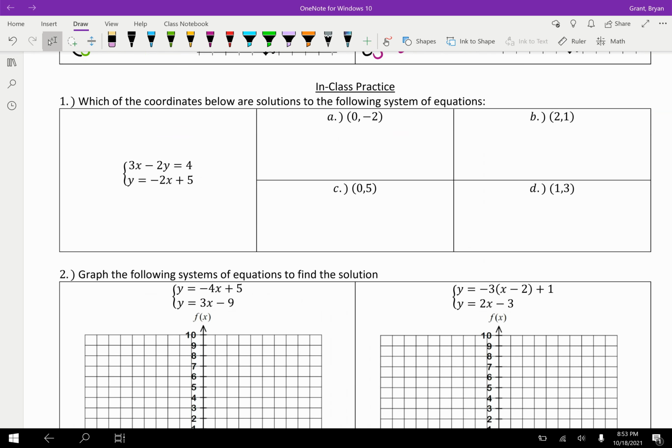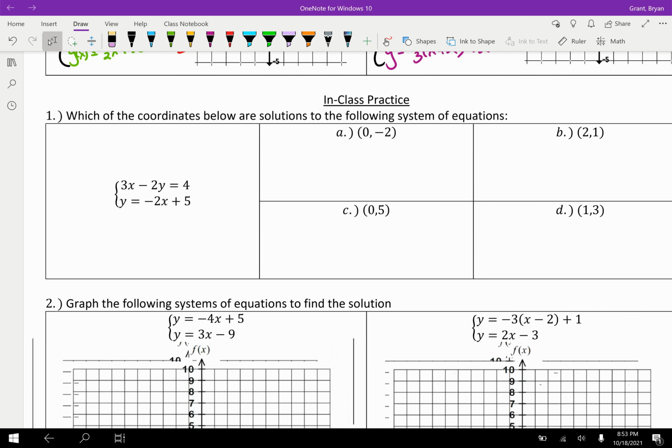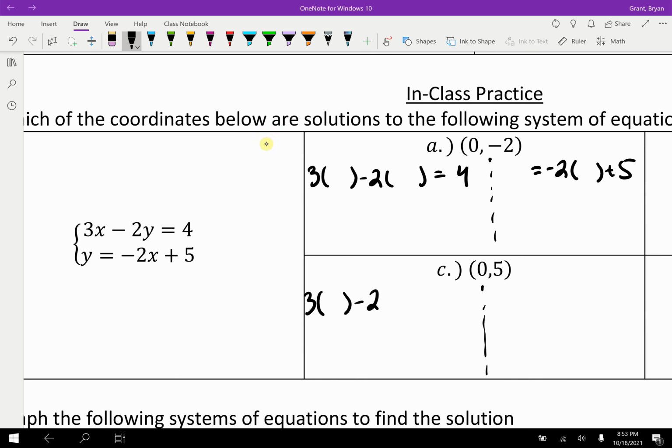All right, in-class practice, which of the coordinates are solutions to the following system? We did this on the previous page. Not too bad. I'm just going to zoom in quickly, and I'm going to do the same thing as before, where I'm going to set up each of these. So on this one, I have 3 times something minus 2 times something equals 4. And on this side, I have something equals -2 times something plus 5. Right? And I'll just go through and do that each time because we're going to have to try this each time.